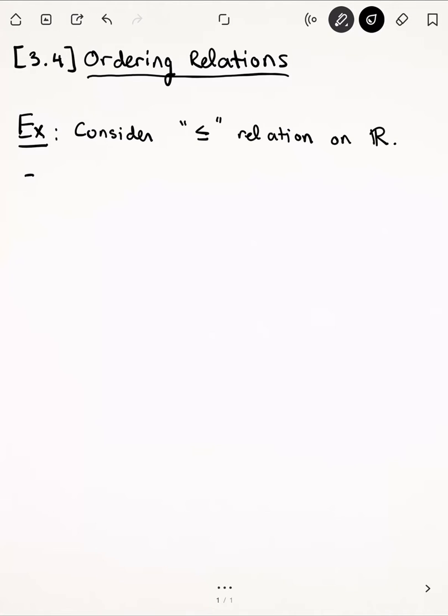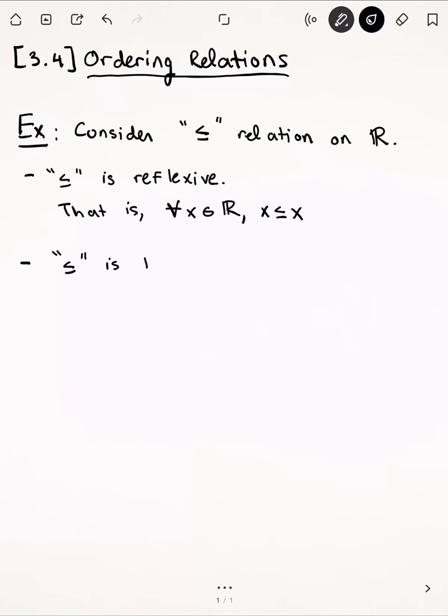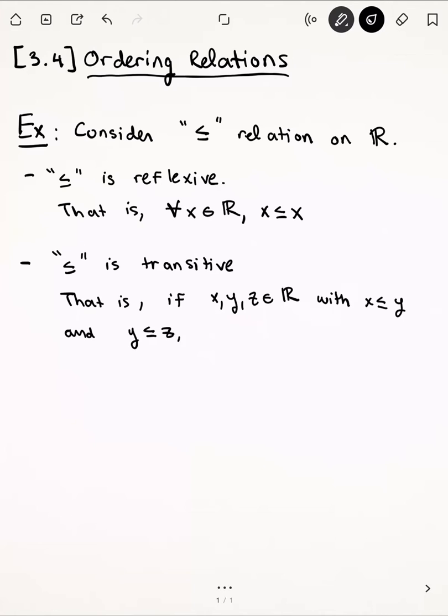Well, first, the relation less than or equal to is reflexive. That is, for all real numbers x, x is less than or equal to x. Furthermore, the relation less than or equal to is transitive. That is, if x, y, z are real numbers with x less than or equal to y and y less than or equal to z, then it follows that x is less than or equal to z. Right?